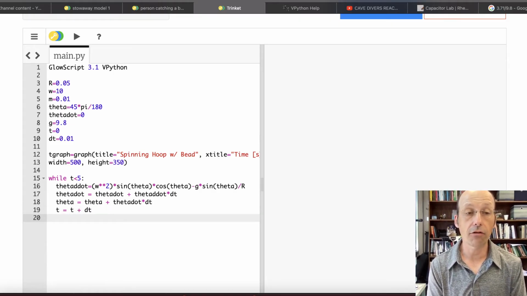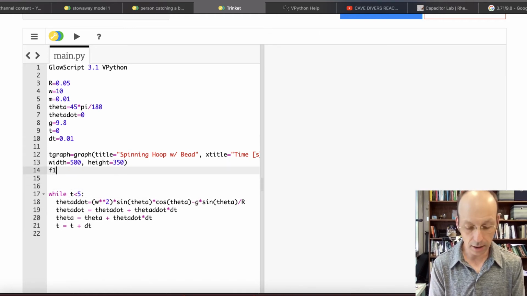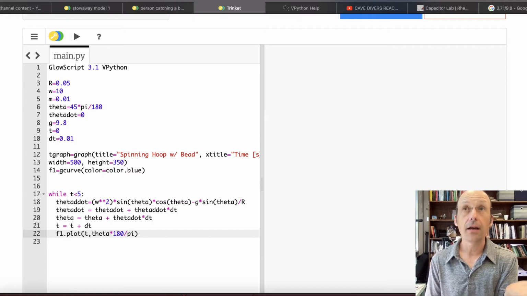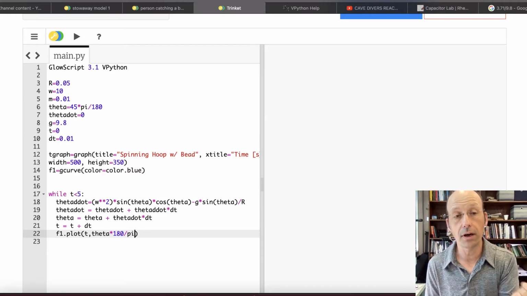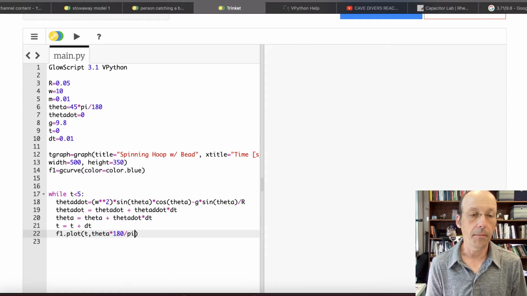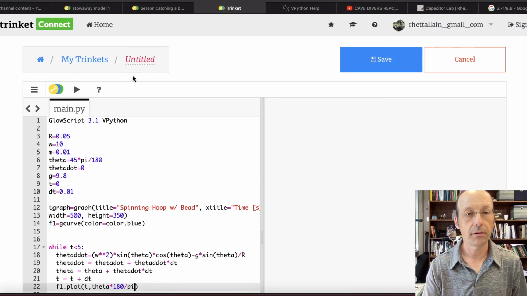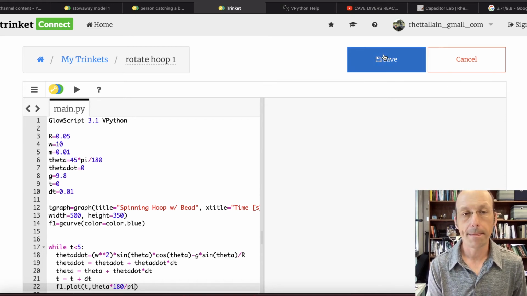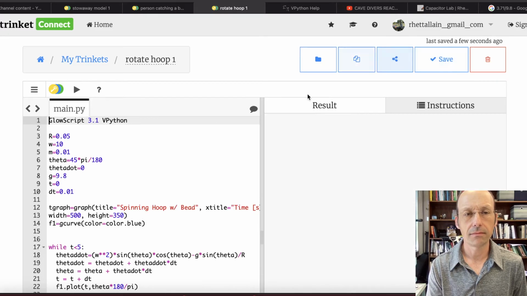Okay, now I need to graph. Oh, I made my graph, but I didn't add a function to graph. So say f1 equals gcurve, color equals color dot blue. And down here, I'm going to say f1 dot plot t, theta times 180 divided by pi. So when I plot theta, I'm converting it back to degrees because I wanted it in degrees. I just like it that way. Okay, let's save this. Rotate hoop 1. And now run it.